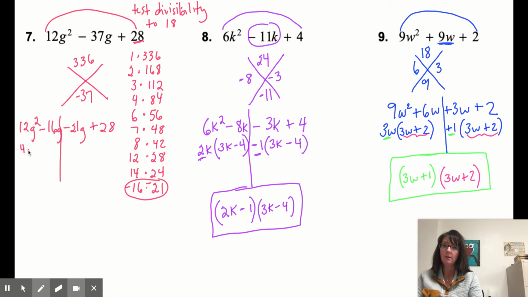So I'm going to divide out 4g. 12 divided by 4 is 3g, and then this divided by 4g is minus 4. For the second part, I'm probably going to divide out a negative, especially since I need this to be minus 4. So let's divide out a negative 7, and we'll be left with 3g minus 4, and that's how we know we did it right, because we have the same common factor. So that's one of our factors, 3g minus 4.